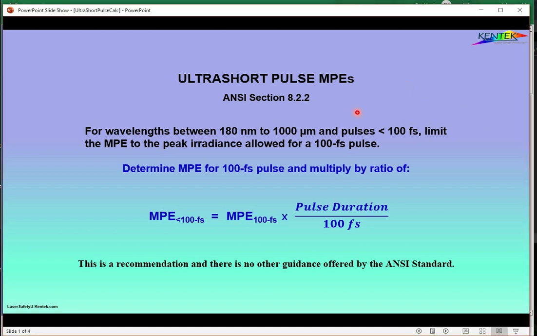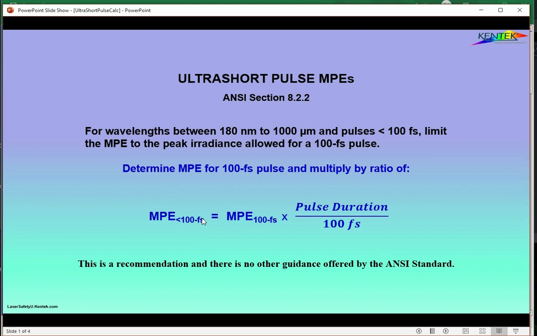In this discussion, we're going to want to talk about ultra-short pulse MPEs. This is taken from the ANSI standard, the Z136.1, section 8.2.2. And what we want to do in this discussion is talk about this recommendation in the standard for when we want to determine an MPE for a pulse less than 100 femtoseconds.